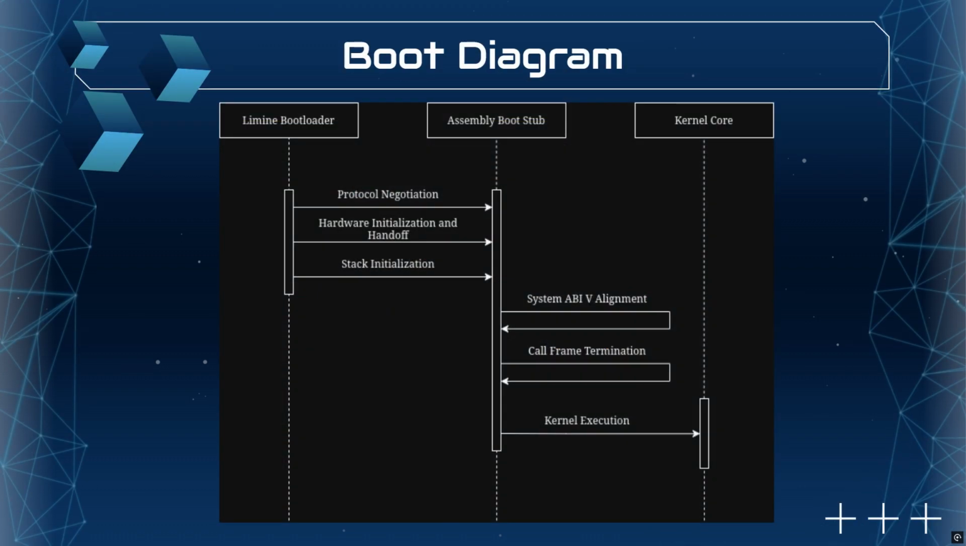So this diagram showcases the boot sequence as a three-stage handoff between the bootloader, our assembly stub, and the kernel core. Lamine is responsible for handling the first phase by negotiating the protocol and then validating all the different hardware preconditions, before passing the memory map and hardware state across to the assembly stub. Then the assembly stub is responsible for getting the CPU into a clean state before any of the C code can actually run, by setting up the stack, aligning it to the System V ABI so that the function calls behave correctly, and then terminating the call frame so that stack traces have a defined boundary and don't end up walking into garbage memory. Then once all that is completed, control transfers to the kernel core and we can begin the initialization sequence by bringing up each hardware subsystem one by one until the kernel is finally ready for receiving work.